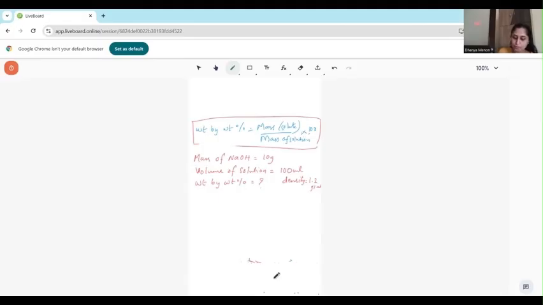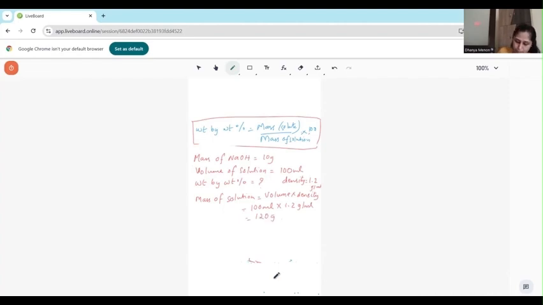Now, you have the density, you have the volume. Can you find out the mass of the solution? If we know the volume and the density, can we find out the mass? Mass of solution equals volume times density. This formula you must be knowing, right? Now, volume is 100 ml, density is 1.2 grams per ml. So, what do you get? Do you get 120 grams? This is the mass of the solution.